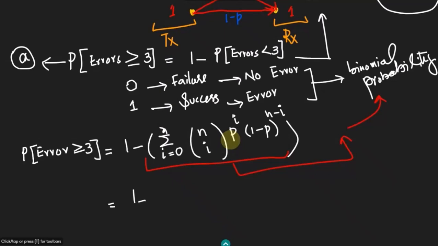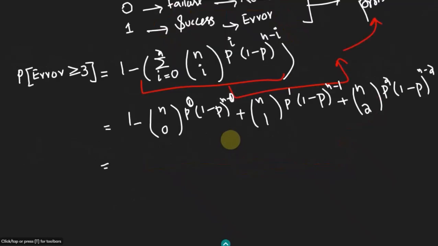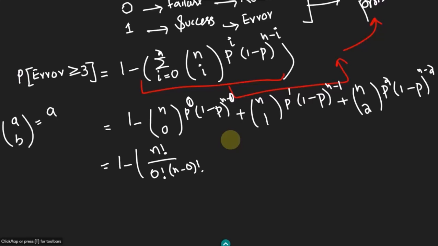So I will get 1 minus n factorial divided by n minus 0 factorial and 0 factorial, because whenever we have n choose k, it is equal to n factorial divided by k factorial and n minus k whole factorial. Using this, this is the expansion, multiplied with p to the power 0, 1 minus p to the power n minus 0.